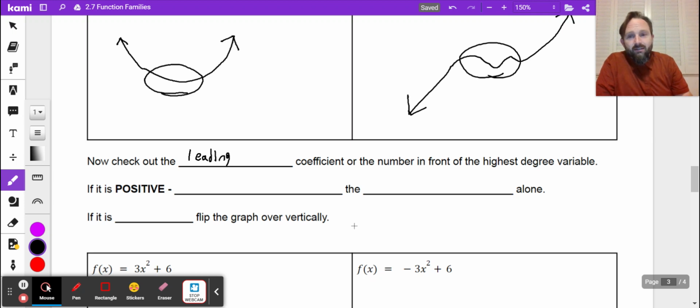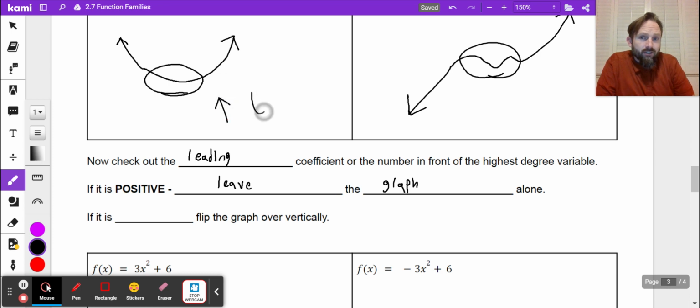If it's positive, you're going to want to leave the graph alone. Leave it alone. So if it's positive and even, it's going to look like a U, pointing up. Or if it's positive and odd, it's going to look like that. Leave it alone. Don't touch it. If it's negative, you're going to flip it over.